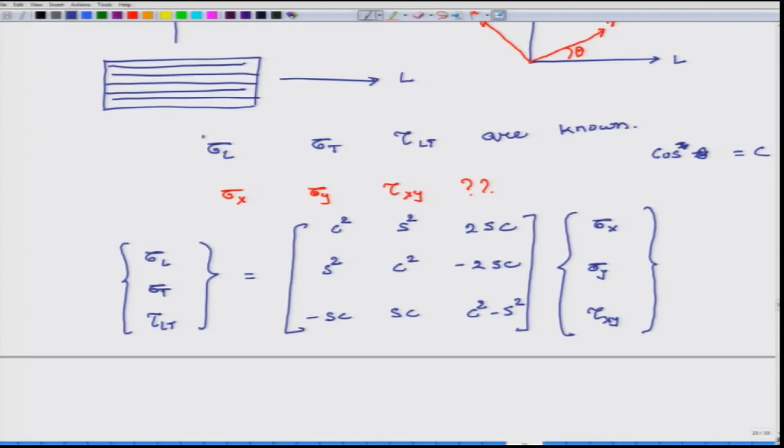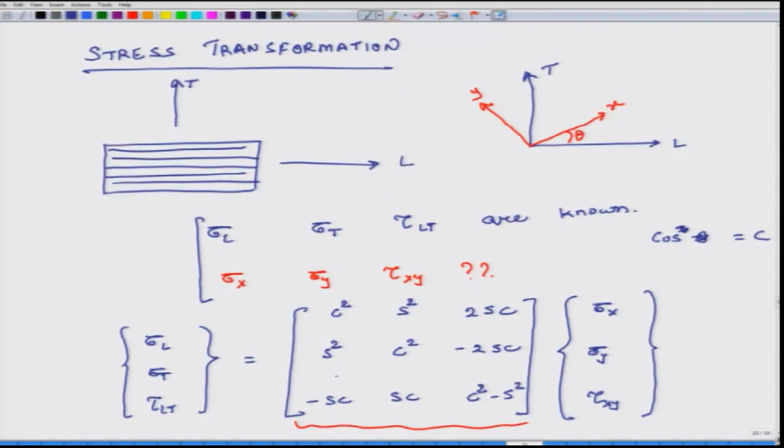So, if we know sigma L, sigma T and tau LT, all we have to do is take the inverse of this matrix. Basically, I have to move this matrix to the other side. So, I multiply both sides by the inverse of this matrix, and from that I can calculate sigma x, sigma y and tau xy. Likewise, the relationship for strain. Now remember, this is the relationship for stress.